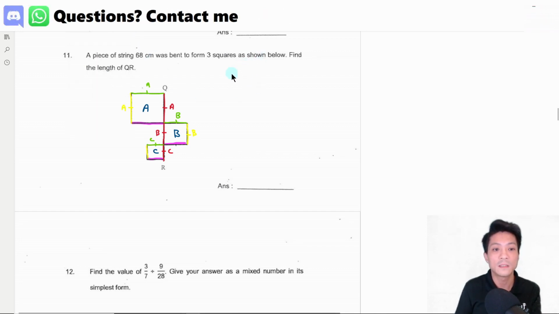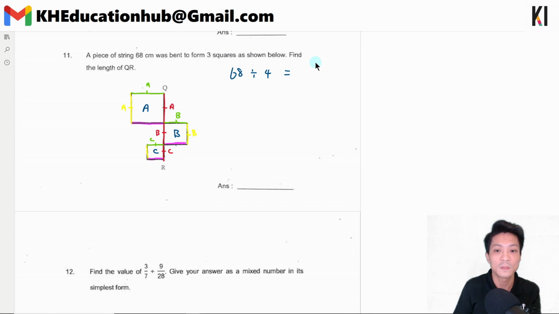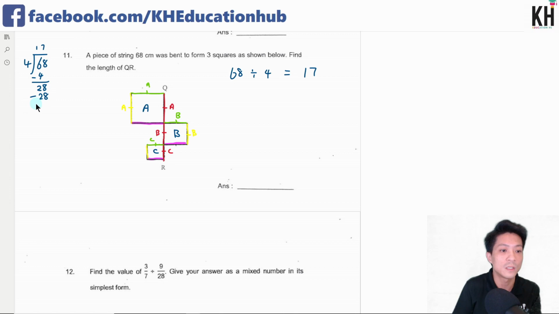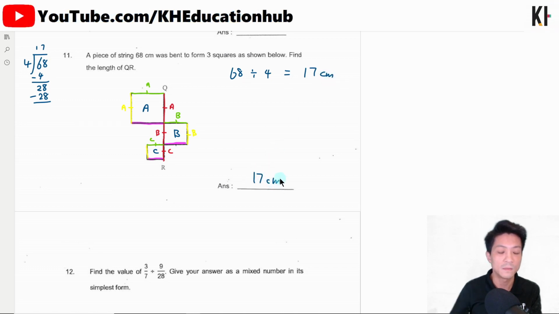So to get the answer, you just need to use 68 divided by 4, which is 17. You can work it out here. 1 minus 4, 28. 7 minus 28. So 17 cm is the answer.